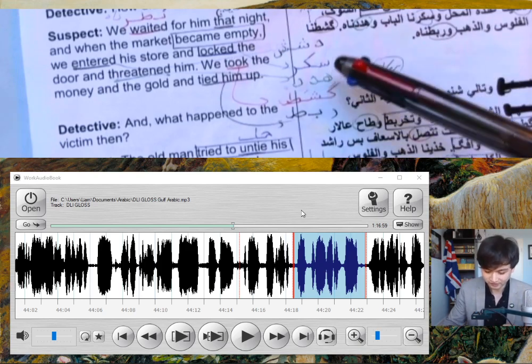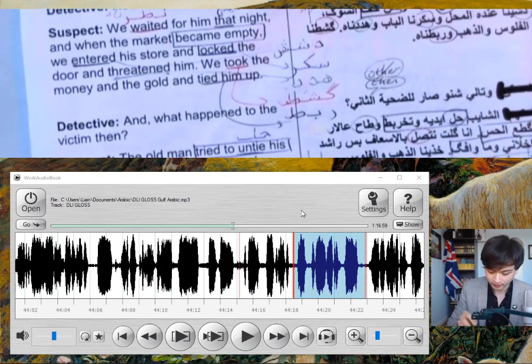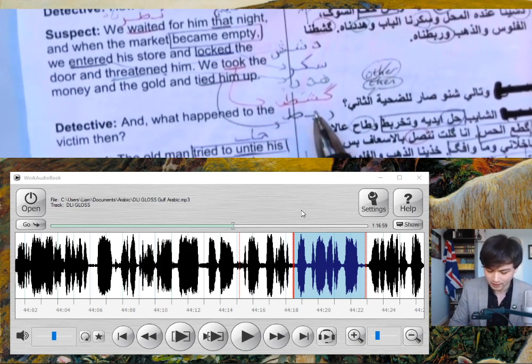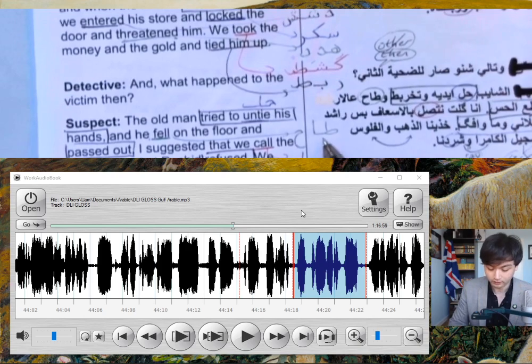So, all these two have different roots. This is to steal as well, slightly different meaning. And here, for example, is to fall.